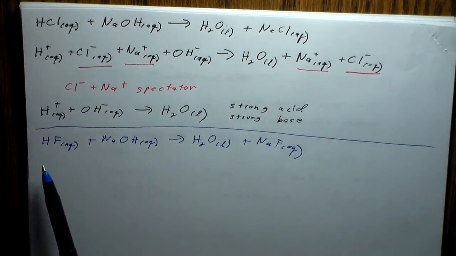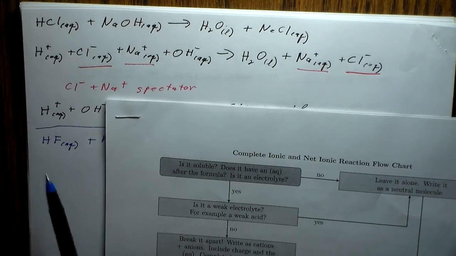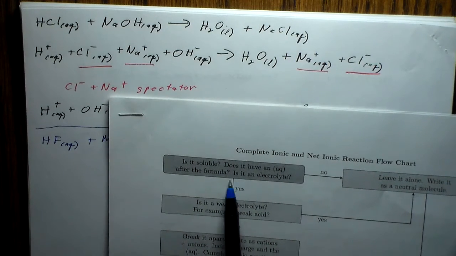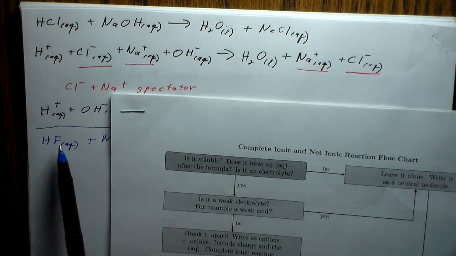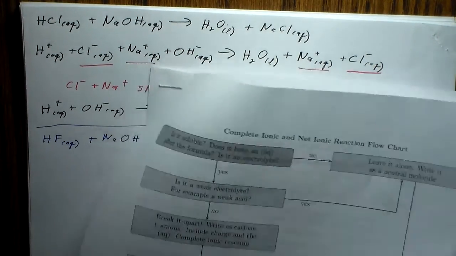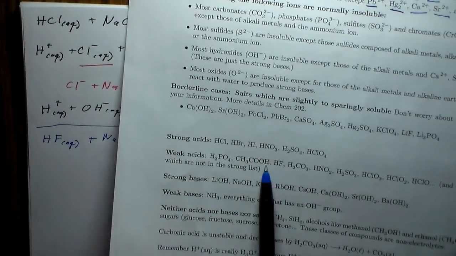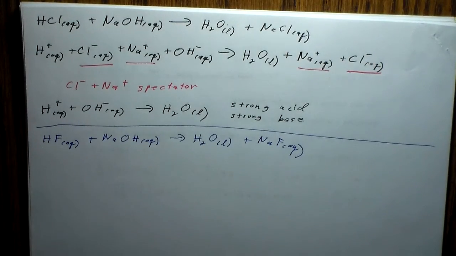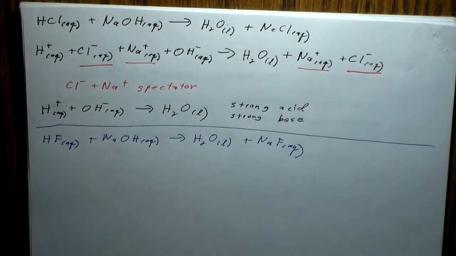So here, we'll start off again with my hydrofluoric acid. So is this soluble? Yes, that's soluble. It has my little aqueous. Yes. It is an electrolyte. Yes. Is this a weak electrolyte? Yes, it is. Hydrofluoric acid, remember, is not a strong acid. That is one of my weak acids over here. So right here, under my weak acids is hydrofluoric acid. So this is a weak acid. So since this is a weak acid, this is going to be left alone. We're just going to write it as we found it.